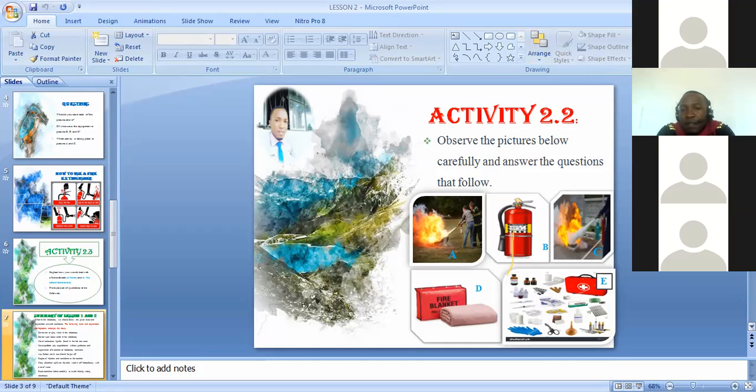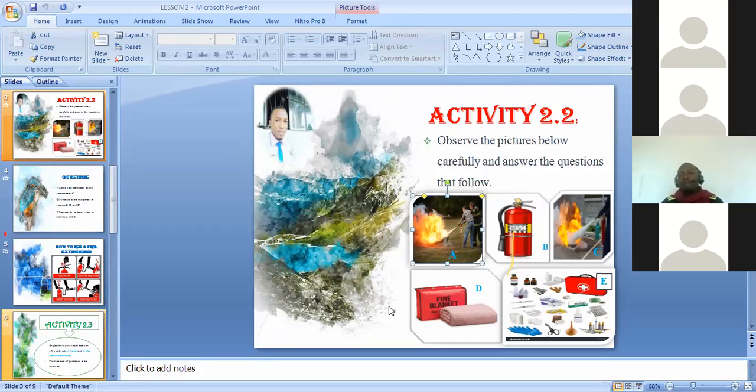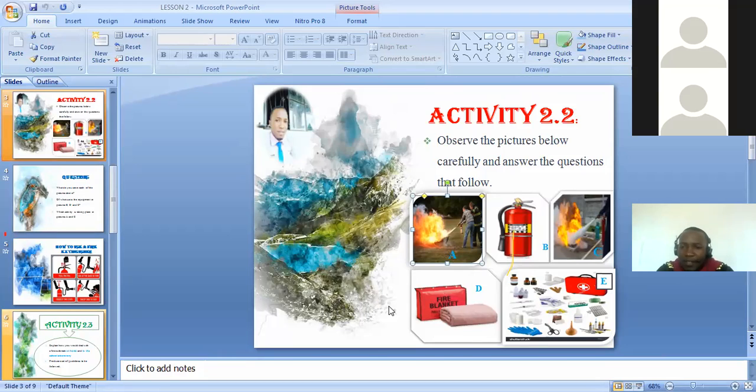Now, apart from the fire extinguisher, when you look at picture A closely, among the two gentlemen, who is more safe when carrying out the activity? Among the two gentlemen, who is more safe when carrying out the activity? Because both of them are putting off fire using a fire extinguisher. Tracy, this is your first time to speak.